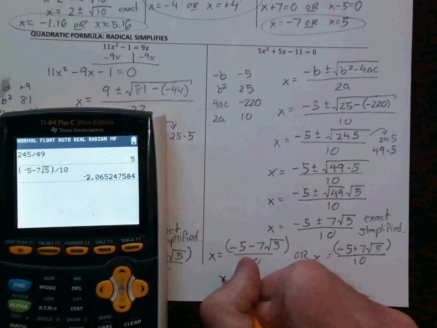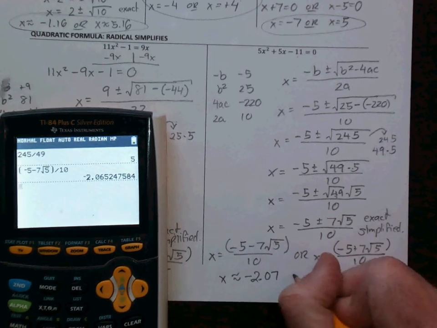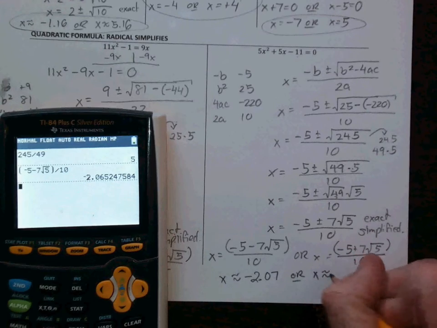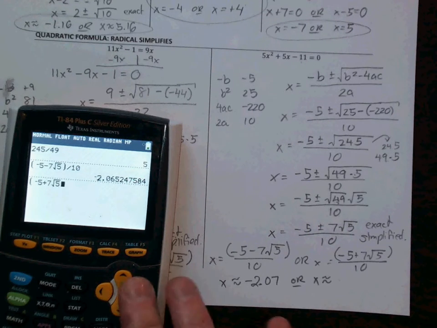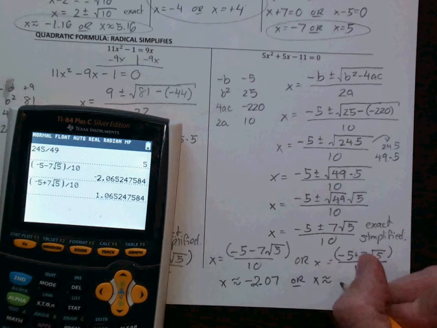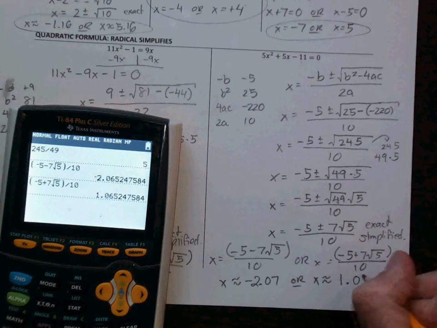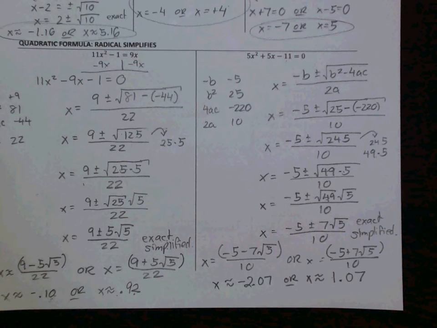So that is x is approximately equal to negative 2.07, or x is approximately equal to, open parentheses, negative 5 plus 7 square root of 5, all divided by 10. So approximately 1.07. So this is an example where the square root simplifies. The next set of examples we're going to deal with is the square root simplifies and the whole fraction simplifies.